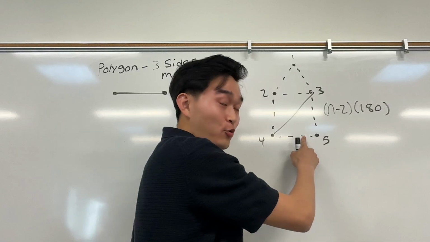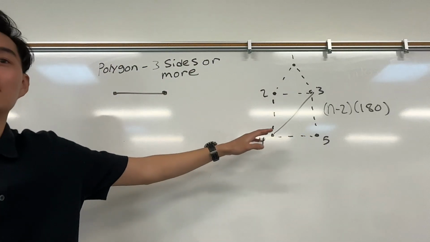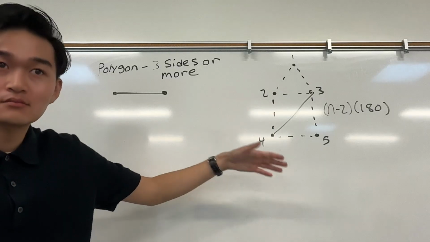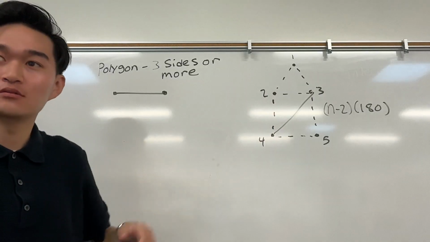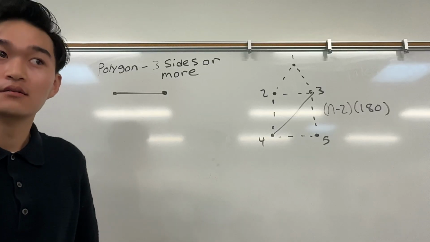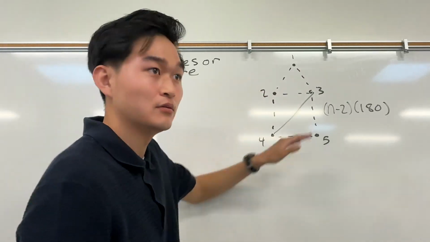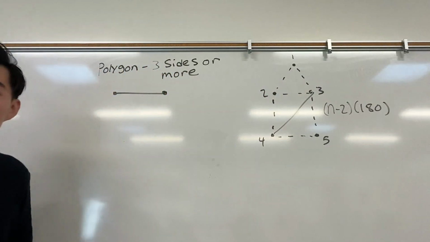That's important, guys. I'm trying to explain it so you understand it and don't forget the formula, because we can easily forget n minus 2 times 180. So how many triangles can I make with 5 sides? It's 1, 2, 3. Does that make sense?